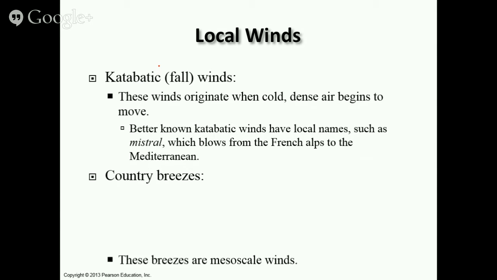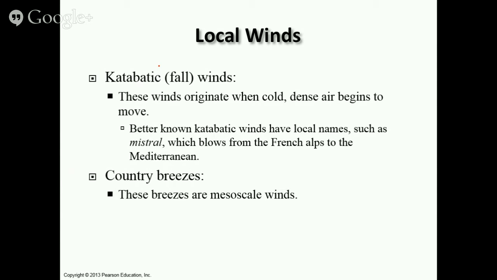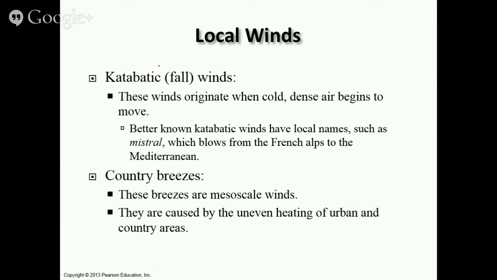Country breezes, definitely. We have these. These are mesoscale winds. We have these every so often, and they're caused by the uneven heating of the urban and country areas. This is where we bring in the heat island effect, and that's something that hopefully you've heard of before. The urban heat island refers to the building materials, dense populations, and typically pavement and concrete that is prevalent in cityscapes. And those retain energy.